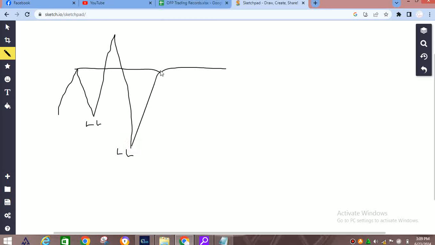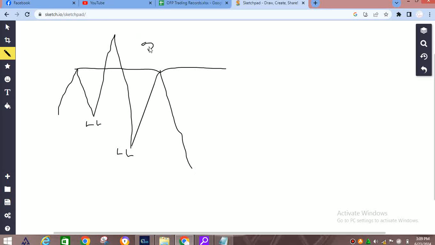This is just the basic theory of a QM. This is just a simple QM, and if you've been following my channel, you know this is a simple QM. As we know, as forex traders, this is not always the case. So this is a sell QM, so let me just write sell.